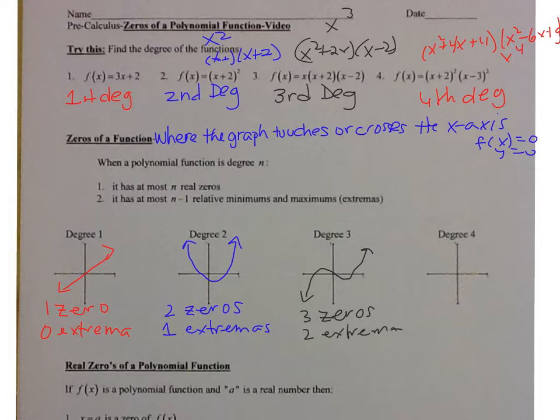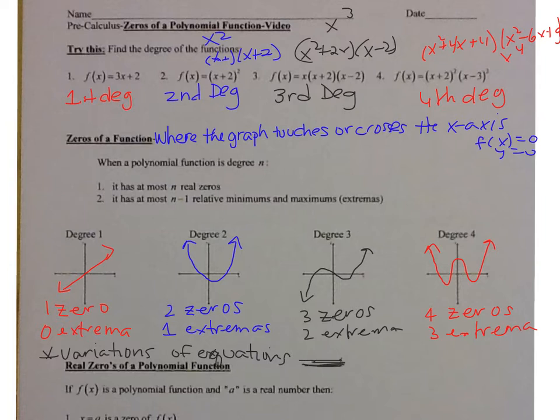A fourth degree polynomial would look like this. Something like this, anyway. Okay, so this has 4 zeros, right? Crosses the x-axis 4 times, which means it has at most 3 extrema. So these are just types of degrees of the polynomials. There are variations of equations that will result in fewer zeros or extrema.